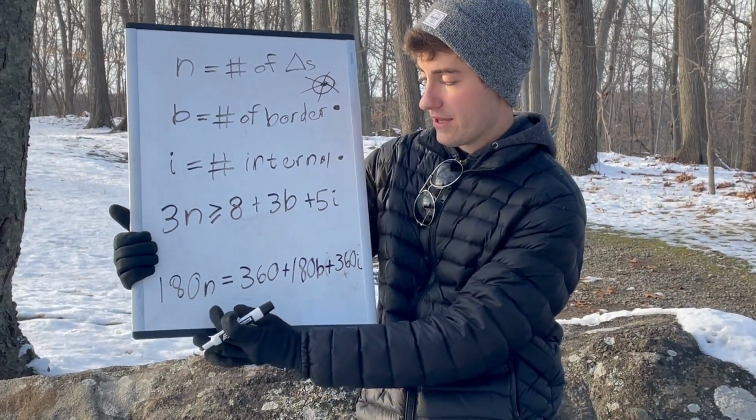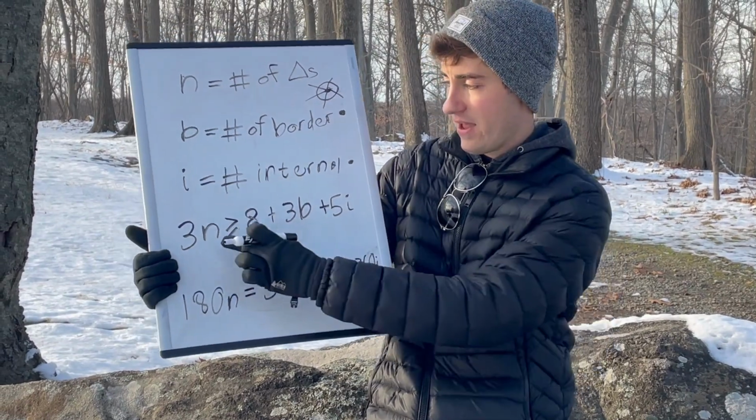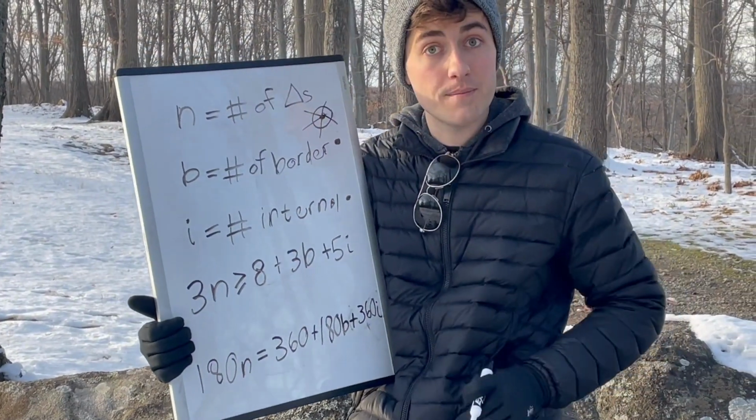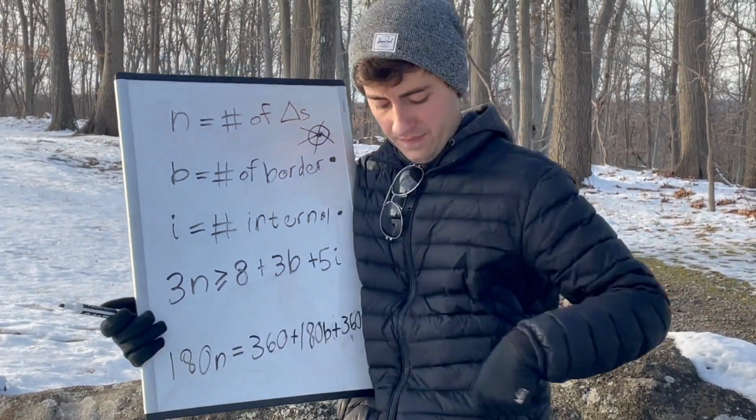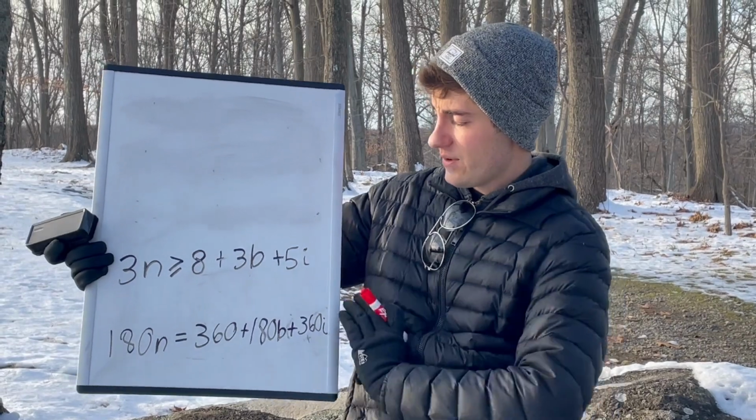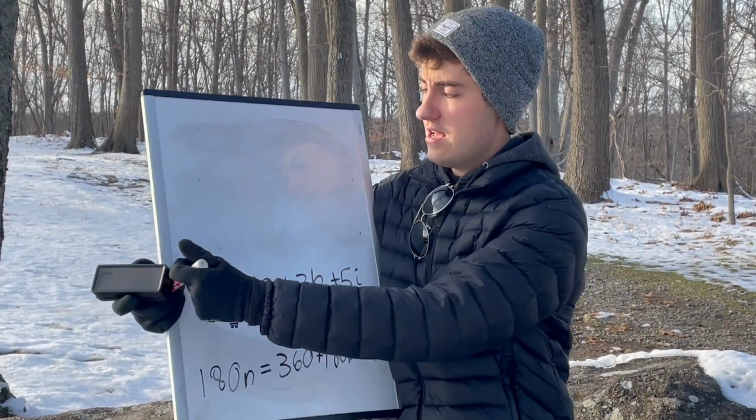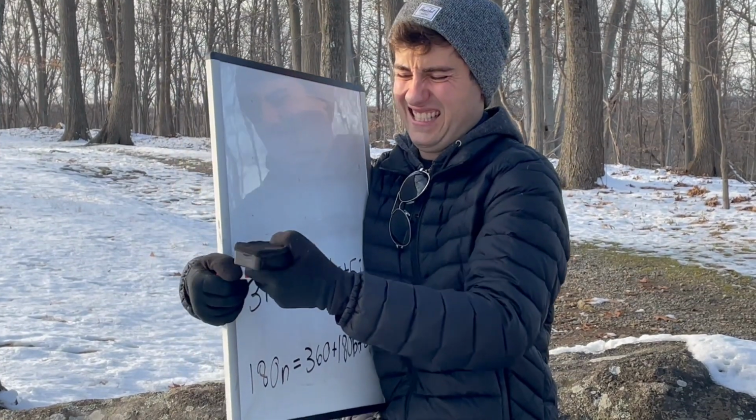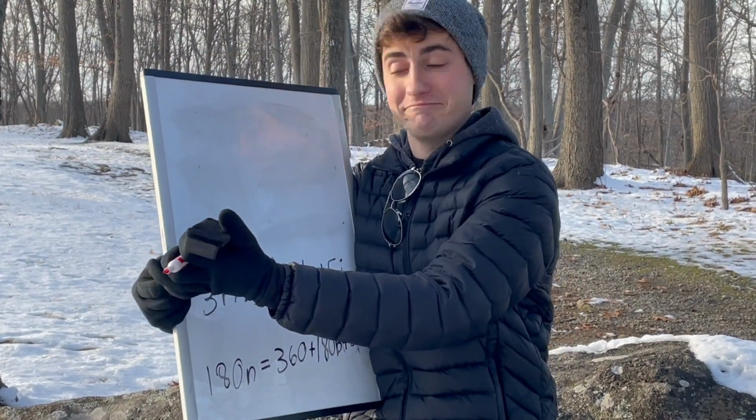So we have a thing that relates n to b and I, and we have another thing that relates n to b and I. So what I'm going to do is erase this stuff up here, and we're going to put them inside one another. First thing we need to notice is that everything here is divisible by 180. So I can just cancel all the 180s there. Divide everything by 180, and we'll have a much simpler equation.